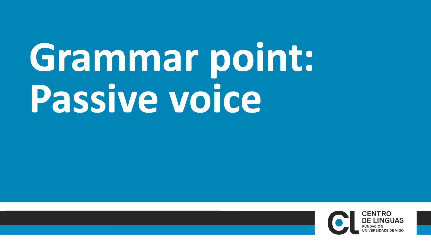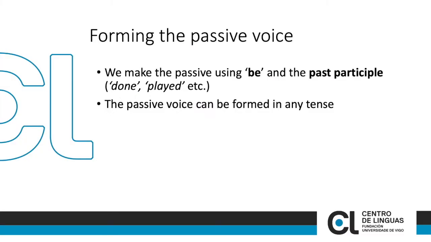Okay, today we're going to talk about how to use the passive voice in English, and we're going to look at different uses of it and different tenses that we can use the passive voice in. Now, we form the passive voice in English by using the verb to be plus the past participle. Okay, and it can be formed in any tense.